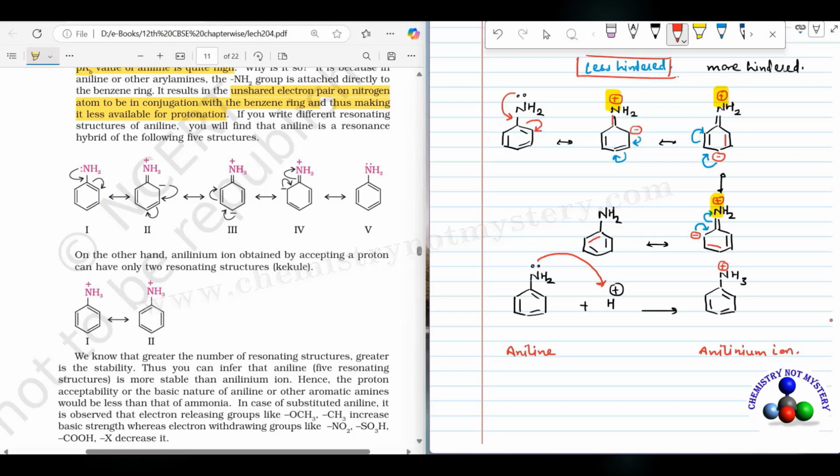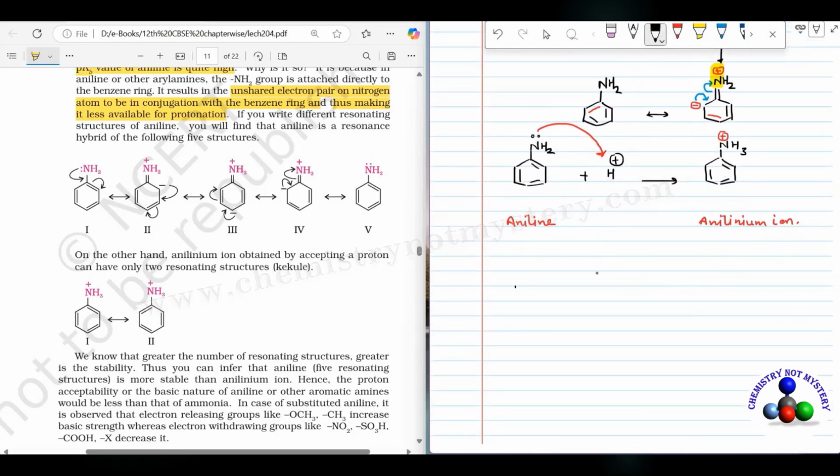Now let's check the stability of anilinium ion. Now let's draw the anilinium ion. So this is benzene. Here NH3, and nitrogen has the positive charge. When you draw another resonating structure, you will see this pi bond moves between these two carbons and this one moves to here, and like this.